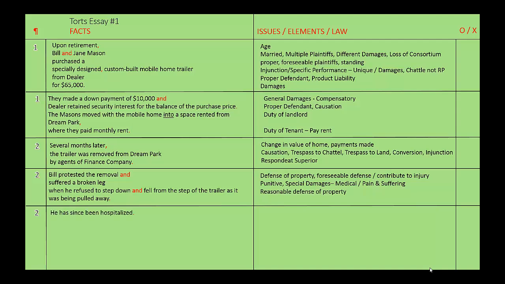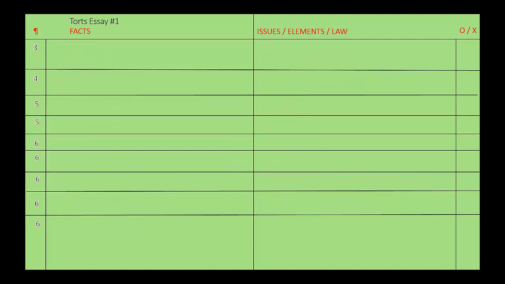Okay, so we're in our second paragraph still, third sentence. He has since been hospitalized. Very simple sentence. What does that mean? More damages, special damages. But they're not that specific and certain. Like the $65,000, we don't have an actual dollar amount. In addition, the damages can be ongoing and uncertain. So we need to get a better handle on that.